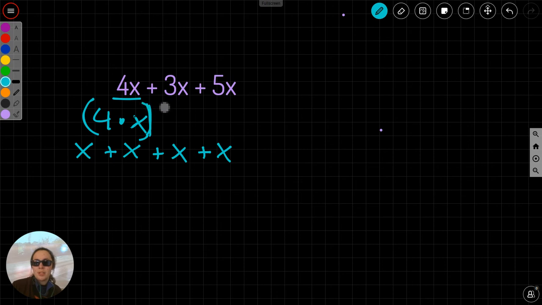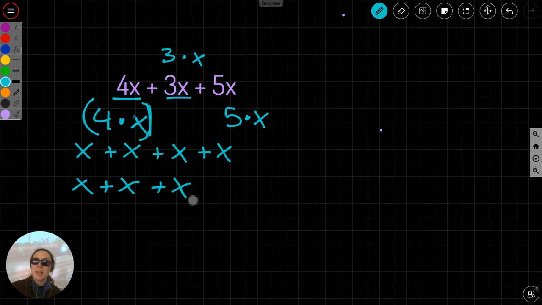Similarly, this 3x could be written as 3 times x, and this 5x could be written as 5 times x. I'm going to rewrite that 3 up on top, because right now it looks like I'm multiplying them all together. So 3 times x, which could be written as x plus x plus x, because as we know, multiplication is just repeated addition.